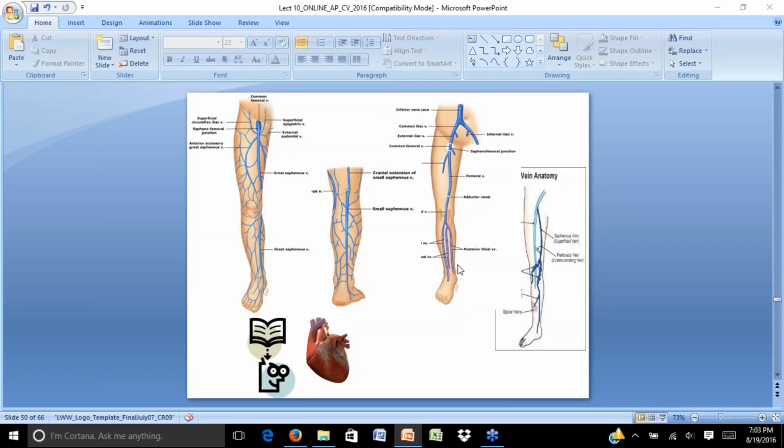All right, so are you familiar with the names of the veins of the upper extremity? We have the basilic vein and the cephalic vein, correct? The basilic vein is going to start here, all the way from the forearm to the arm. This is the basilic, and this is the cephalic here on the top.